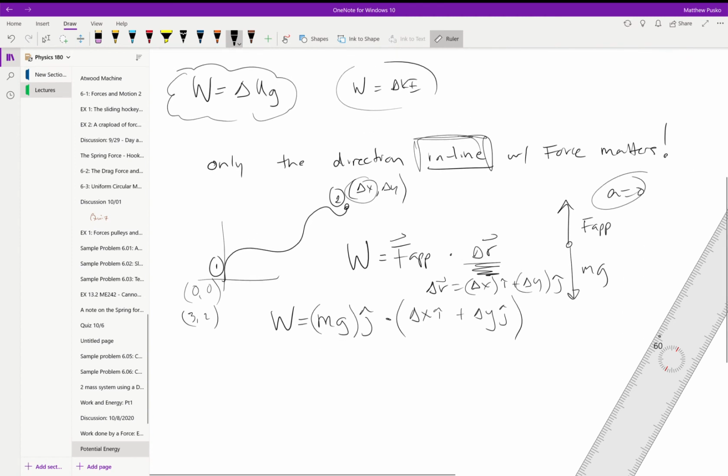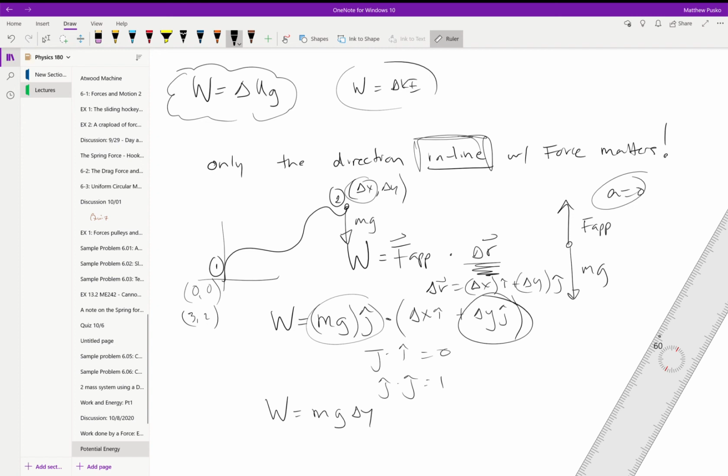Now when we do the dot product, only the like components count, the j components, right? So i dotted into j is equal to 0, but j dotted into j is equal to 1. So we can say the work, even though we took some path that went off to the right, since the weight was the only force that we were working against, ends up being just mg delta y. So we don't have to consider the x coordinate or the displacement in the x direction at all.